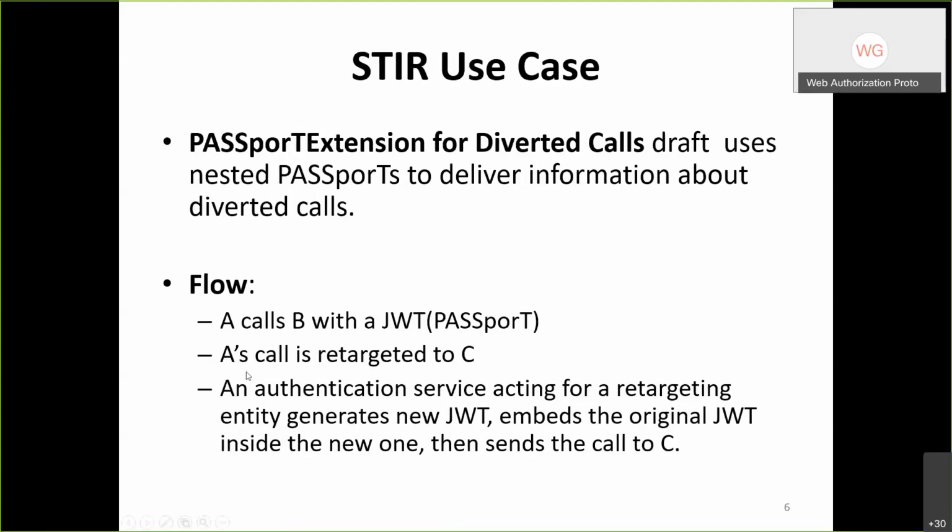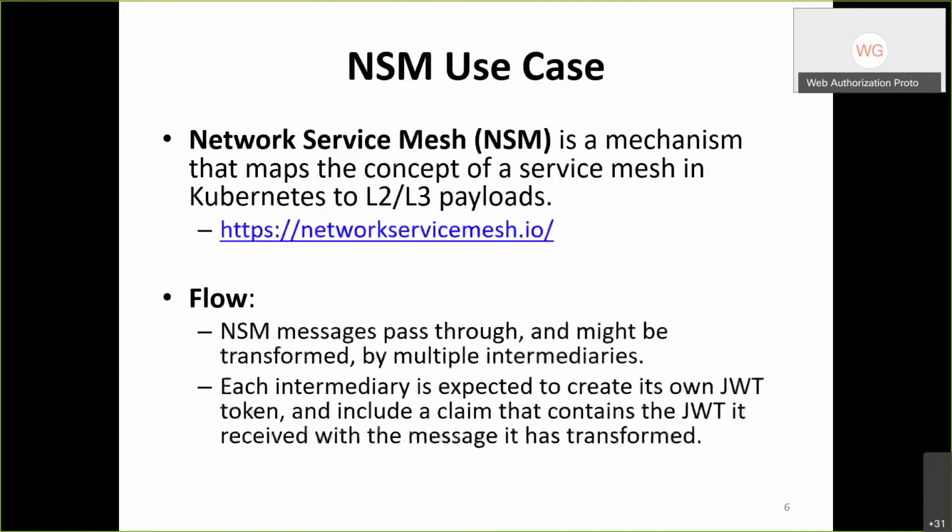A's call is retargeted to C, so the service that does the retargeting will create yet another JOT, and it will have information about the retargeting, and then embed the original JOT inside the new JOT, and send that new nested JOT to the new target, which is C. And in this case, C will be able to see that the original call was targeted to B, and it was retargeted to C. So that's the second use case.